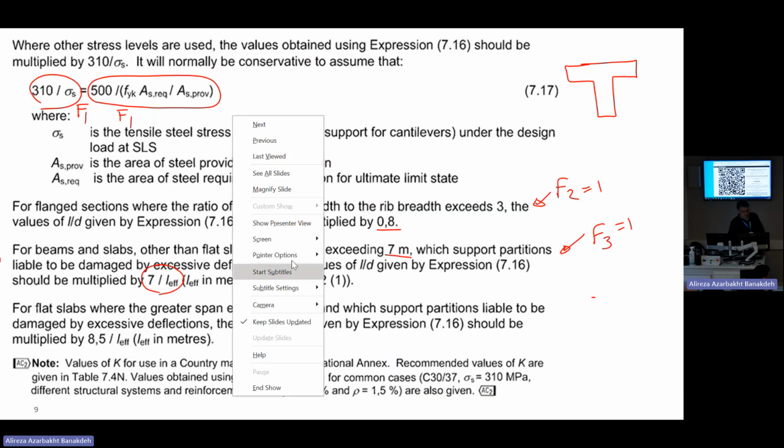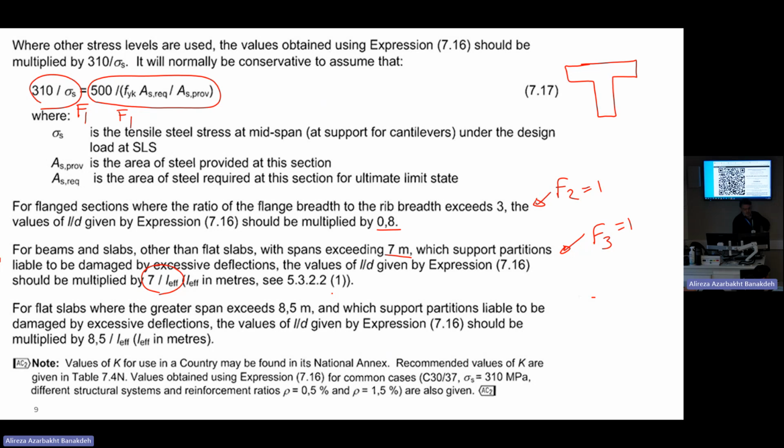I have to think exactly what I'm to do. If it exceeds 3, the values of LD given by expression 7.16 should be multiplied by 0.8. Yeah, that's F2. So it applies if it's a flange and if the ratio of these exceeds 3, otherwise it's 1. 1 means it doesn't contribute to anything. And if the L exceeds 7 meters, it will be 7 divided by L effective.